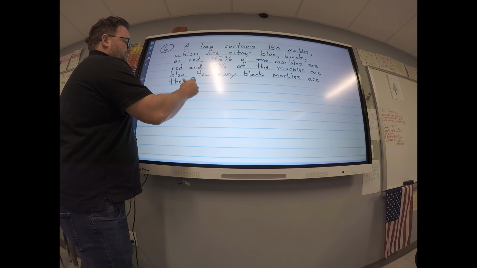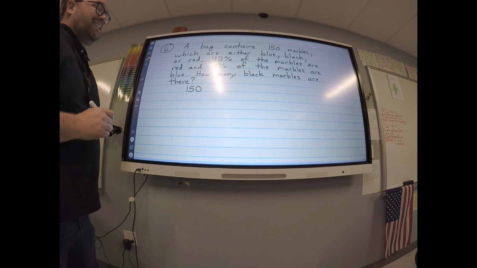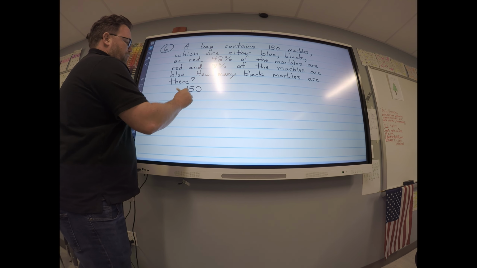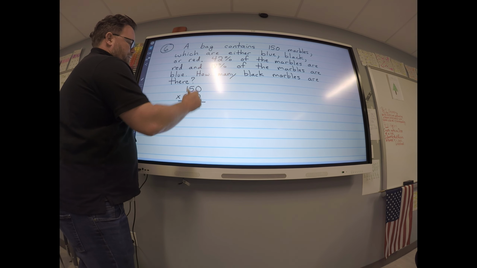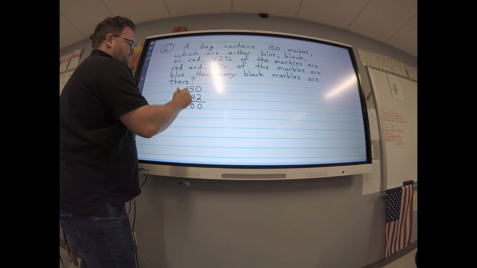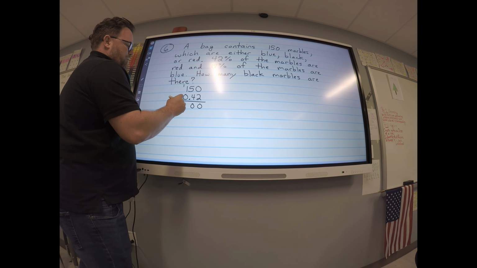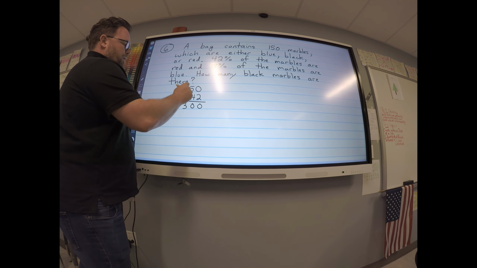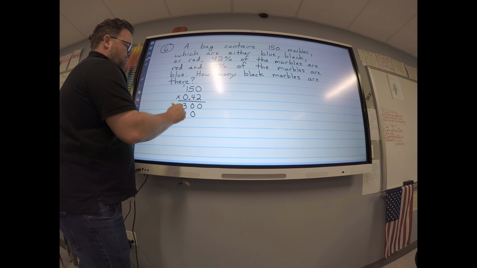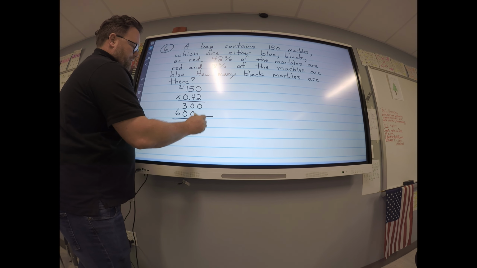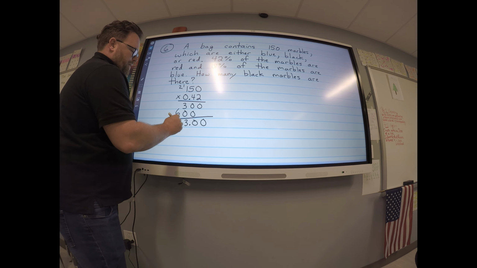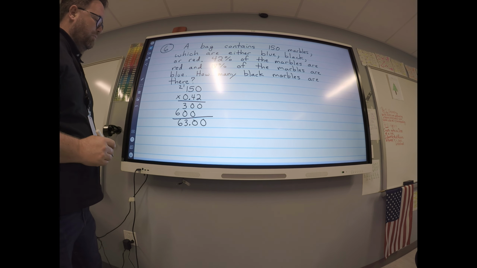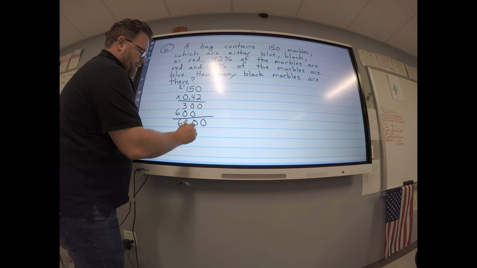So I'm going to take 150 and multiply by 42% as a decimal. So I'm going to multiply by 0.42. That's going to give me the number of red marbles. So we do 2 times 0, 2 times 5 is 10, bring up the 1, 2 times 1 is 2, plus 1 is 3, 4 times 0 is 0, 4 times 5 is 20, bring up the 2, 4 times 1 we get 6, so 0, 0, our decimal point there, 3 plus 0 is 0. So we have 63 marbles are red, so 63 red.